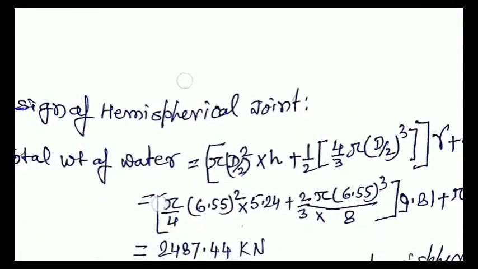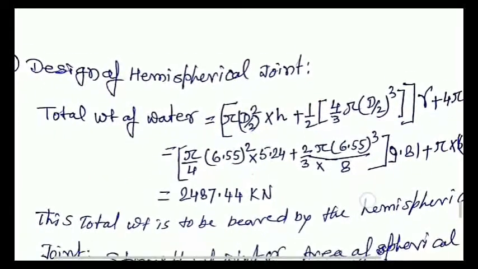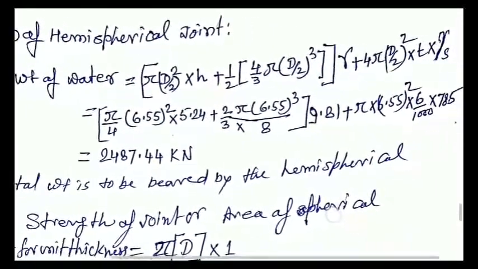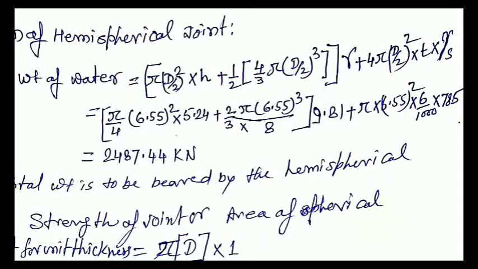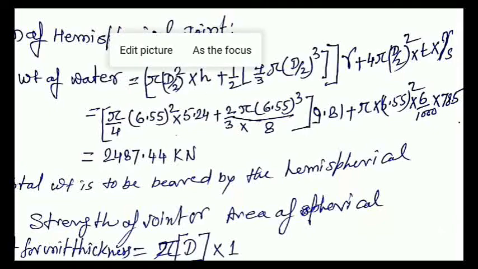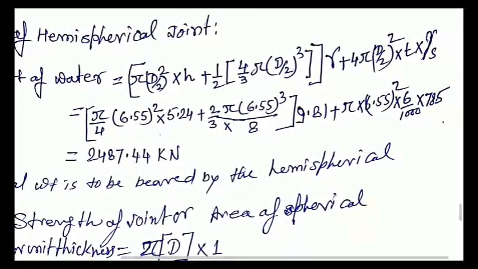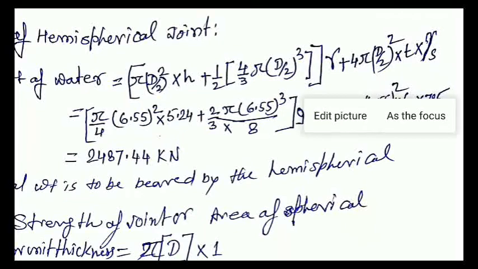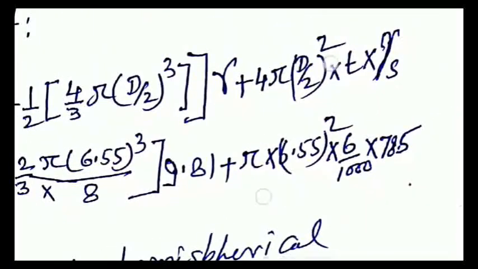So now come to the design of hemispherical joint. So you can see here the total force on the hemispherical portion, which consists of the cylindrical part weight of water and hemispherical part weight of water plus hemispherical part metal of the tank, its weight. So you can see here, this is the cylindrical part weight of water and this is the hemispherical part weight of water, and this is the hemispherical part weight of the sheet having thickness T, and gamma S, the unit weight of the steel.